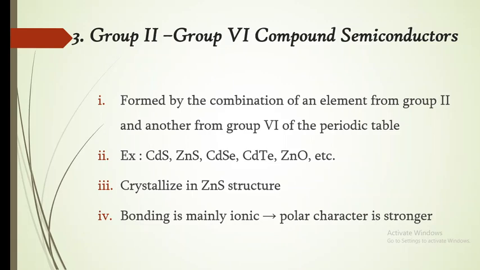So here there is no equal contribution again. That's why the ionic character is going to dominate. So bonding is mainly ionic. Because of the ionic nature, polarity is going to be formed, that is charges are going to form, plus and minus. That's why the polar character is stronger. So this is about the third group of semiconductors.